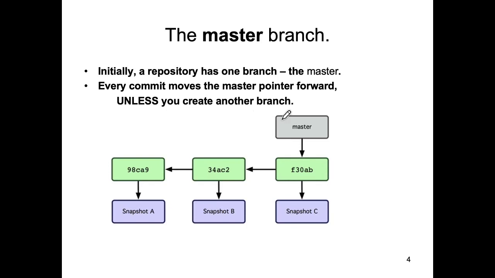And so this is our visualization of it now. Here we've got this pointer file, and what it's pointing at is a commit object. And this pointer file is the master pointer file, because that's the only branch that we have initially.